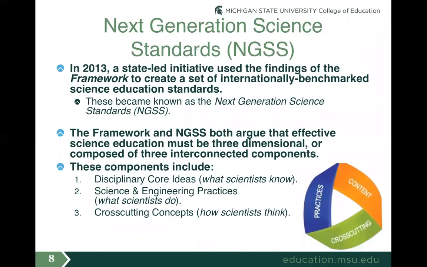In 2013, a group of nearly 24 states led an initiative to create internationally benchmarked science education standards based on the research contained in the framework. And these are now known as the Next Generation Science Standards, or NGSS. Both the framework and NGSS argue that in order for science education to be effective, it must be three-dimensional, or composed of 3 interconnected components known as disciplinary core ideas, science and engineering practices, and cross-cutting concepts.